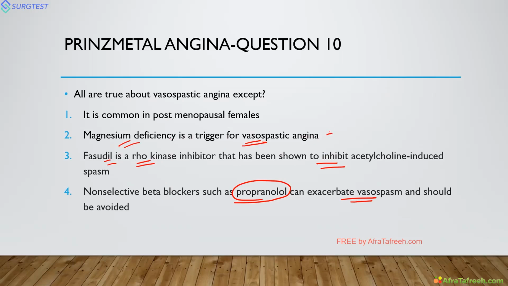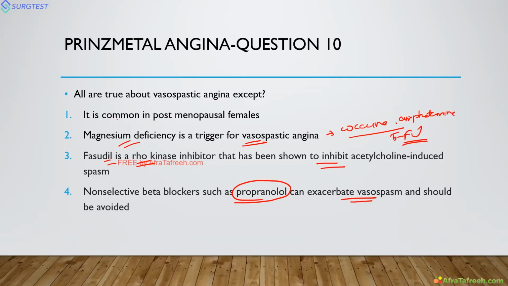There are many triggers: cocaine, amphetamine, and we previously discussed one anti-cancer drug. Can anyone name which drug causes vasospastic angina, which we discussed in the previous class? Due to lack of time, I will tell you: it is 5-fluorouracil. So magnesium deficiency is a trigger for vasospastic angina.